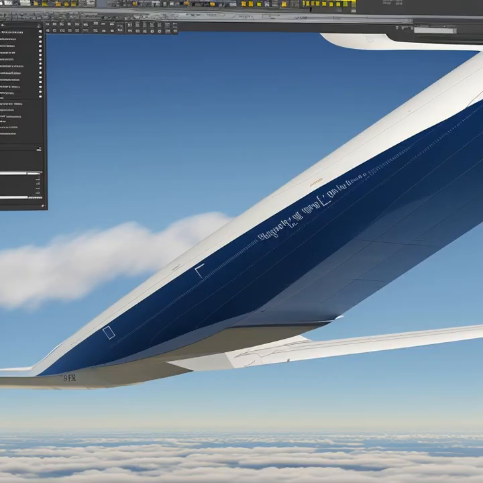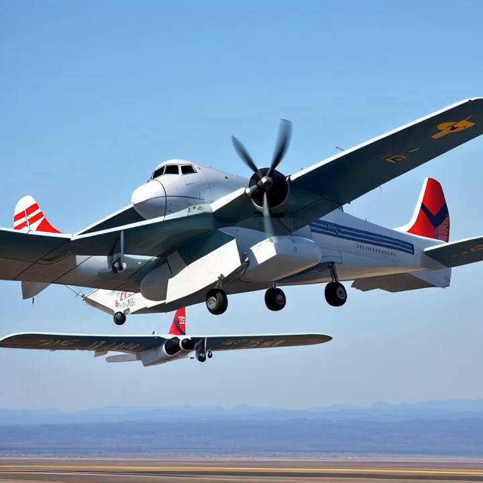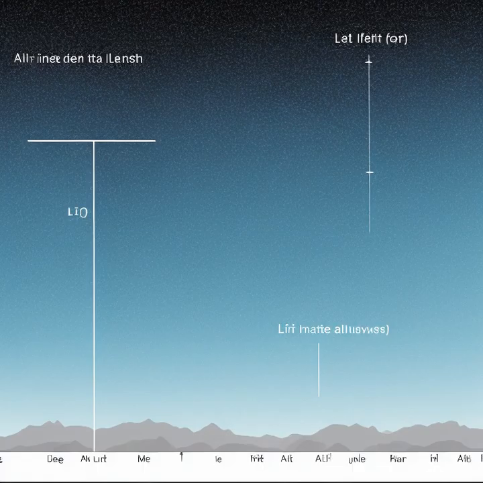The angle at which the wing meets the airflow, known as the angle of attack, also affects lift. A higher angle of attack increases lift up to a certain point. However, if the angle becomes too steep, the airflow can separate from the wing, causing a stall and a rapid loss of lift.